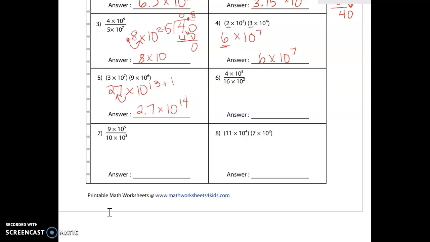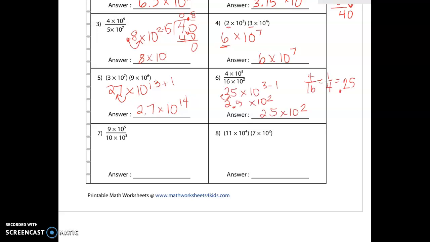Multiply 3 times 9, add your exponents. 27 was too large because it's greater than 10. So I scooted the decimal to the left. I made it smaller by dividing by 10, so I got to give that 10 back, and that's where the 14 came from. Take a moment and try number 6.